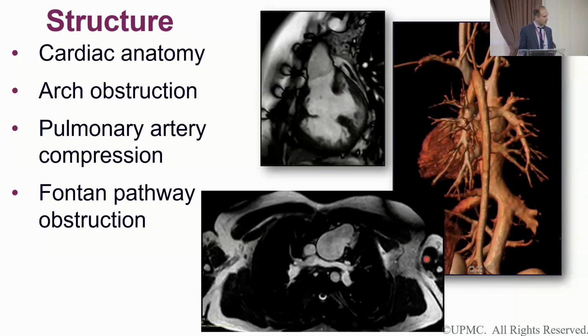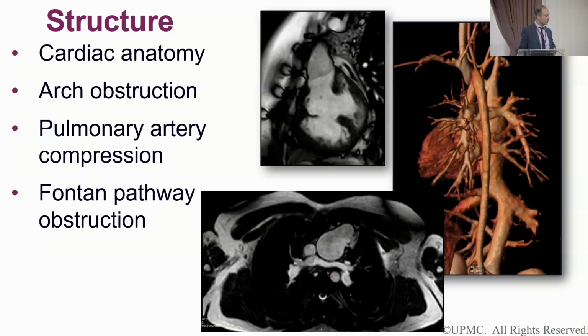We can also do some nice arch reconstructions. So this is a 3D reconstruction of the aortic arch here, and we can tell if there's any coarctation. We can also see if there's any pulmonary artery compression, and I don't know why the videos are not playing on this. So this is a patient with a severely dilated aorta, and that's causing some compression of the left pulmonary artery, which is common in these patients.